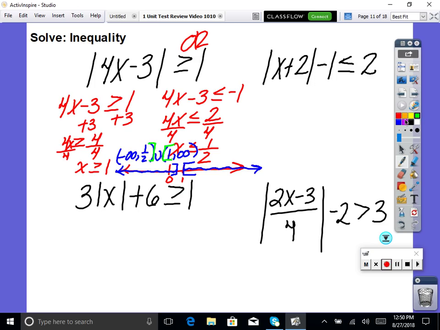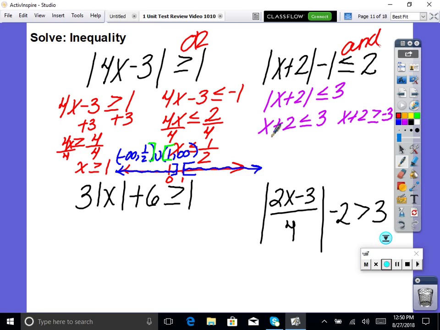Okay, so isolate the absolute value. That's the first step. So add 3. So we would have x plus 2 is less than or equal to 3. And then x plus 2 is, you got to switch the sign and do the negative, greater than or equal to negative 3. This is less than. It's not greater, it's less than, so it's and. It has to be the intersection.